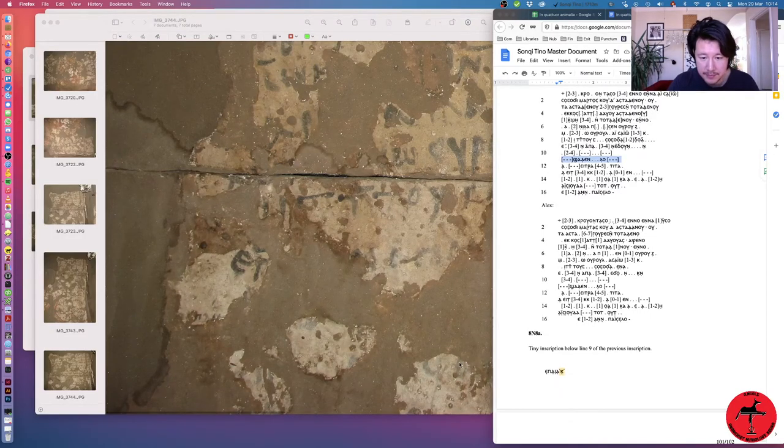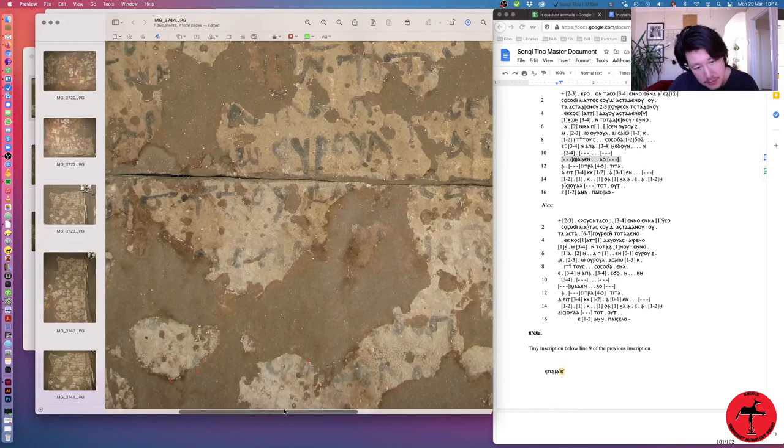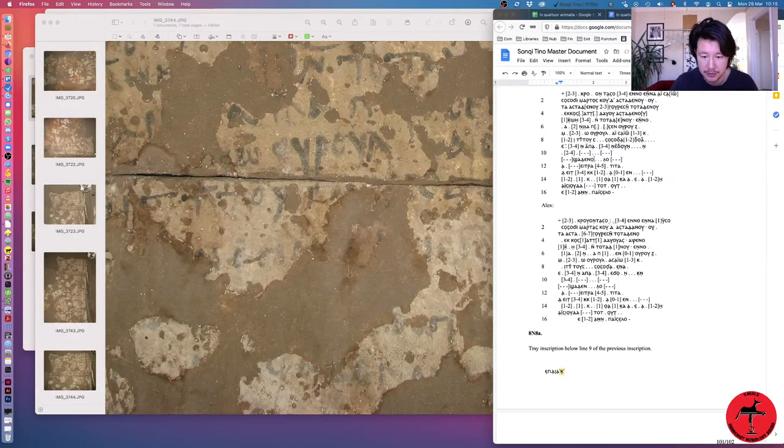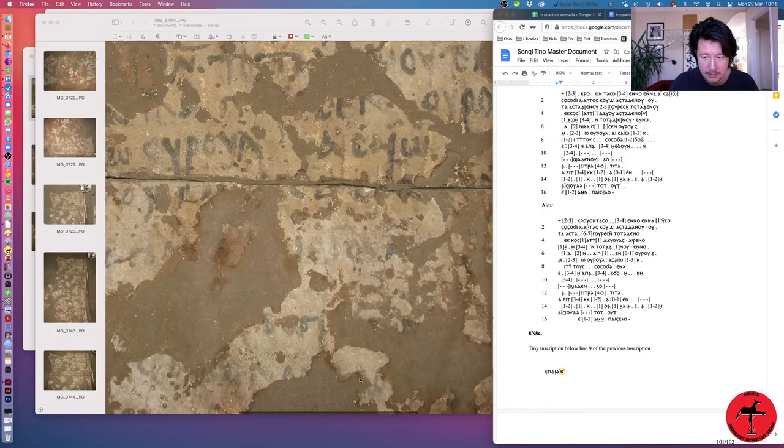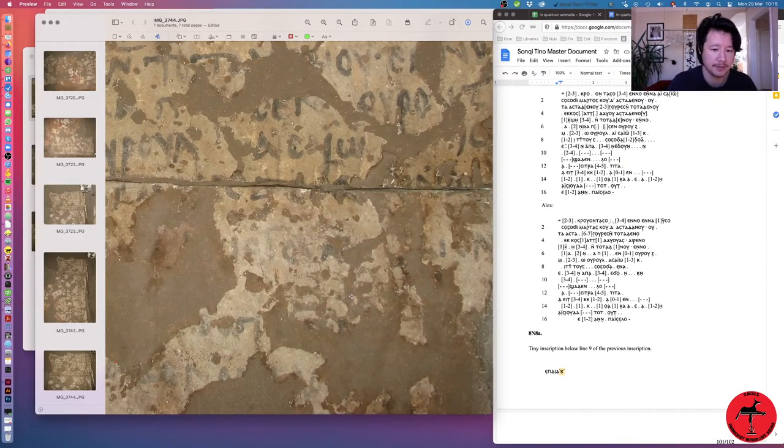Line 11. Traces, some traces here, and then he reads Sha. So a Shy Alpha, then. Yeah, possibly. Then I would read an Omicron here, and then I would also read an Epsilon here. Maybe then... no, unclear. If it's again a listing, then we have law. No, don't know. Okay.